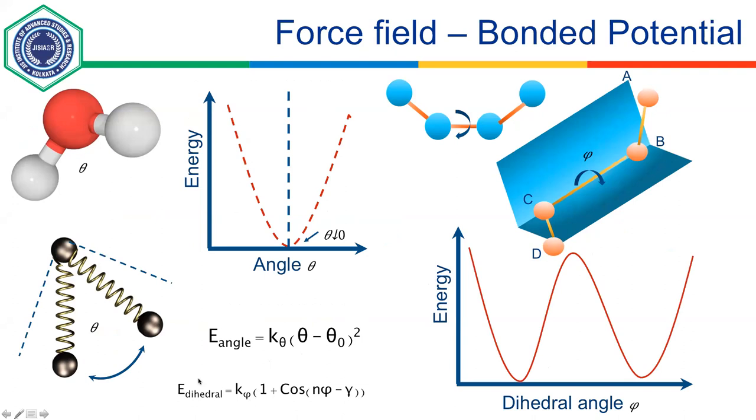The third contribution of the force field is from the dihedral angle. This is the angle between two planes. This is one plane, this is another plane. I drew these two planes, A, B, C, and B, C, D. Phi is the angle between these two planes. The energy penalty follows the equation here. And the plot of energy with the angle is like this. This is the energy, and this is the change of dihedral angle between these two planes. Students from chemistry, you may remember the plot of energy versus angle for butane in the stereochemistry chapters.